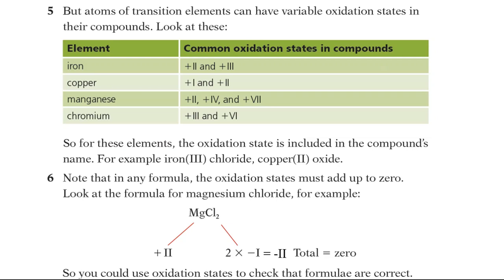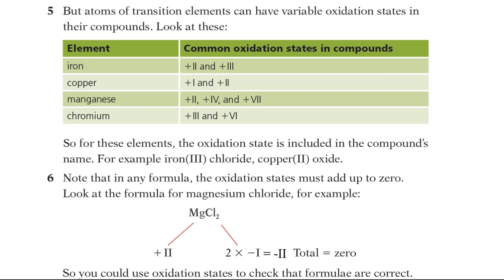Because for example iron chloride, we will write it as FeCl3. Oxidation state of iron in FeCl3 is +3. So iron 2 chloride we will write FeCl2. Oxidation state of iron in iron 2 chloride is +2.